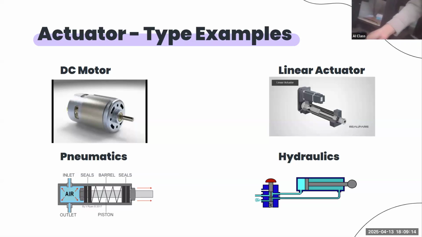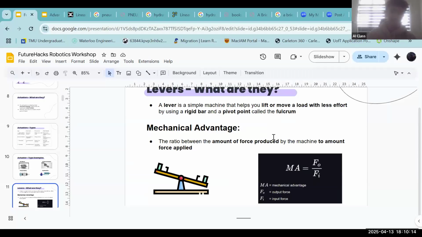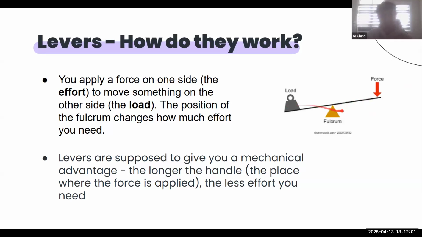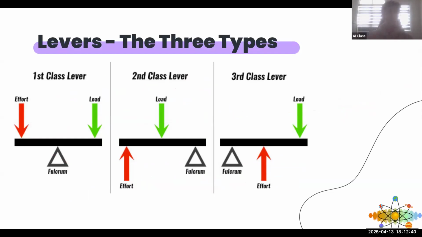And then there's also the lever. The main purpose of the lever involves mechanical advantage, which is the ratio between the amount of force produced and the input force. For our first class lever, the fulcrum is in between the effort arm, where the effort is being applied, and the load arm, right? So that's the first class lever. A common example of that is a seesaw, right?